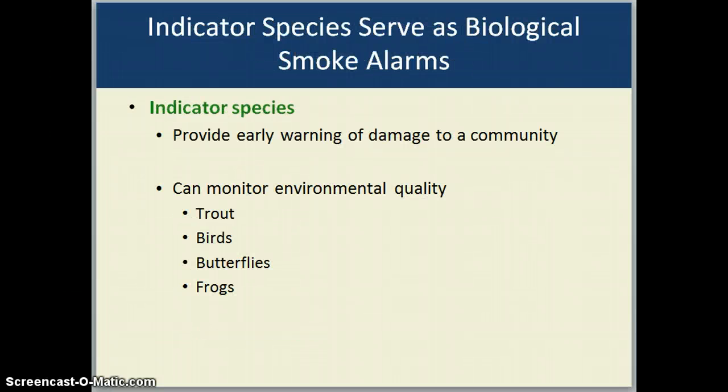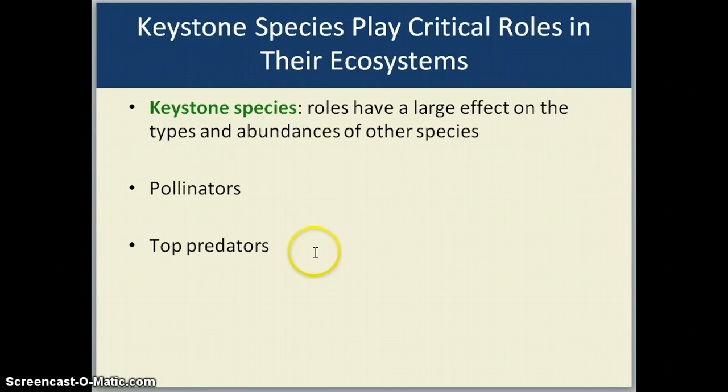Okay, to describe these a little bit more, indicator species serve as biological smoke alarms. They provide early warning of damage to a community and can monitor environmental quality. Examples: trout, birds, butterflies, and frogs. A keystone species' role has a large effect on the types and abundance of other species. Pollinators like bees are keystone species, as are top predators, and the sea otter, as I described.